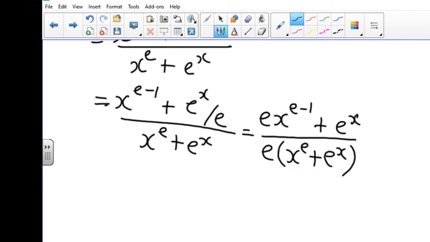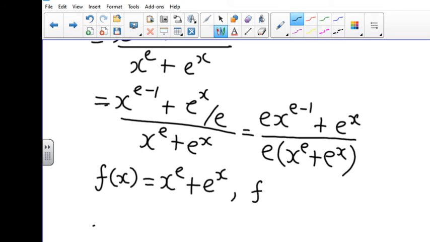After writing this, what is f of x? f of x can be taken as the term in the bracket, x power e plus e power x. What is f dash of x now? f dash of x is equal to, using the x power n formula, e x power e minus 1, and the differentiation of e power x is e power x. So we can see that the differentiation of the denominator is in the numerator.